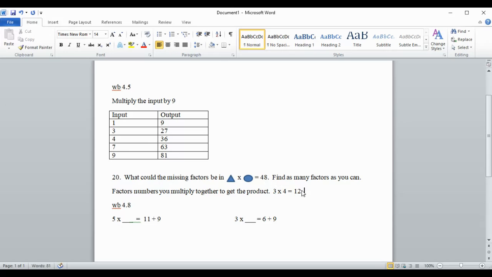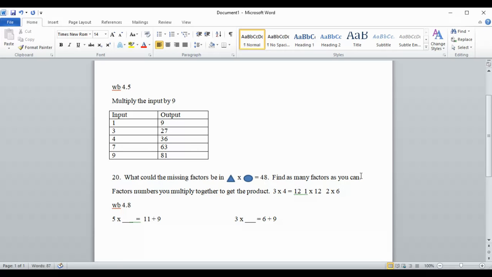Now there are other factors of 12. What else could you multiply together to get 12? Well, you could do 1 times 12. So 1 and 12 are factors of 12. You could also do 2 times 6. So 2 and 6 are factors of 12 because they're numbers that you multiply together to get 12.